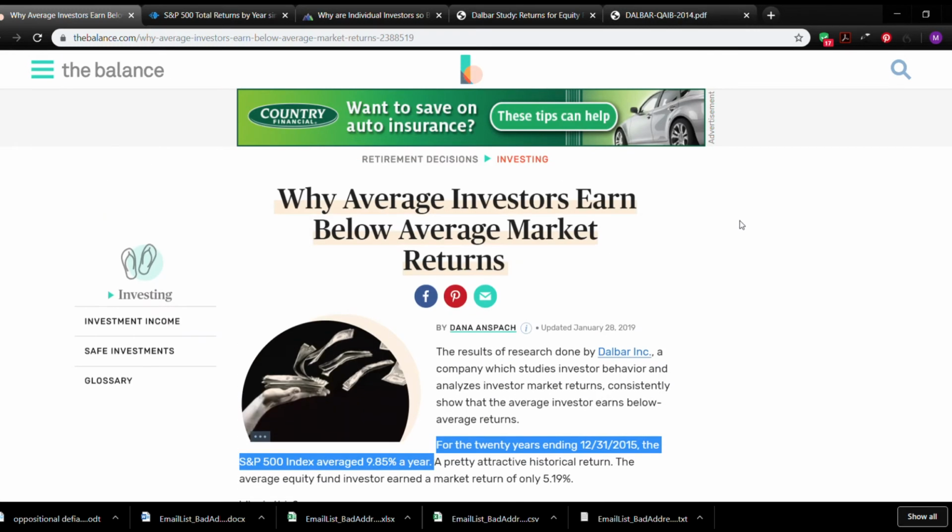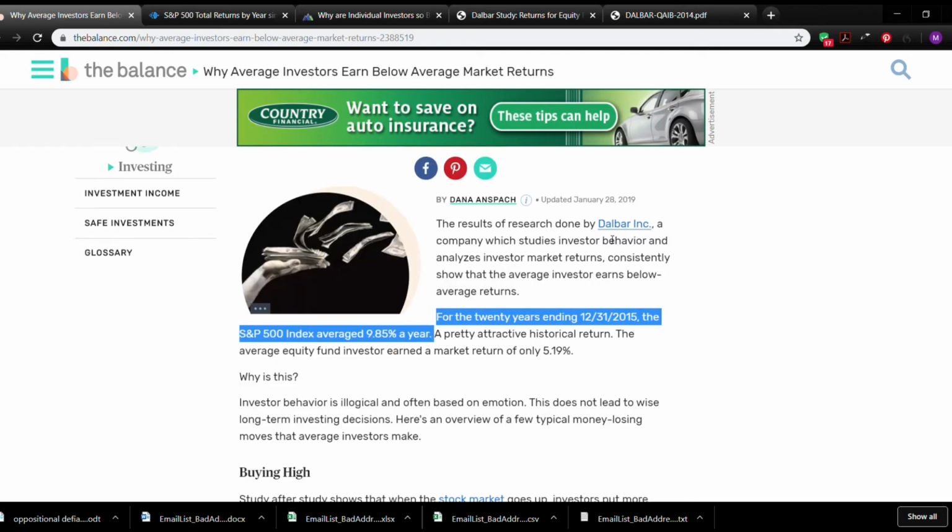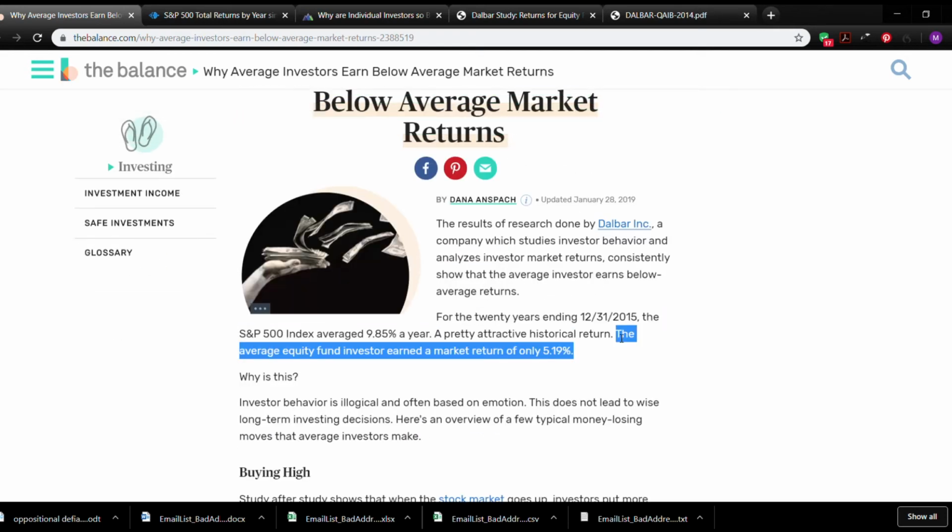Because if you look at the very next sentence, and this is an article titled Why Average Investors Earn Below Average Market Returns, and if you look 2 sentences later, you see the average equity fund investor earned a market return of only 5.19. Now, that's striking, because even though the market averaged 9.85, the average investor only averaged 5.19. And if that's an average, then guess what? Their actual rate of return, if you were to think about its equivalent compound rate, would be even less than that.